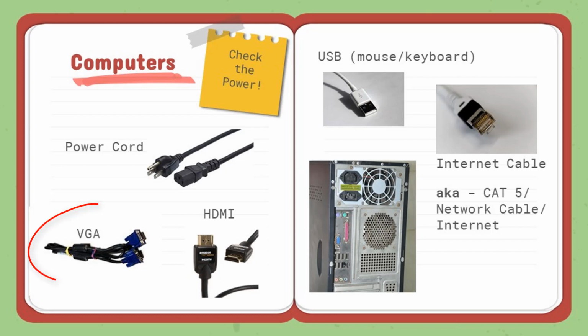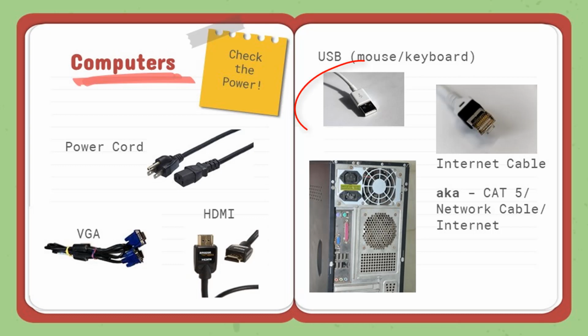Next, we have the VGA and HDMI cords. On the left, the VGA cord is used to connect a monitor to a computer. And on the right is the HDMI. It serves the same purpose, but is used on newer devices. So I wanted to show you both because you may have one or the other.